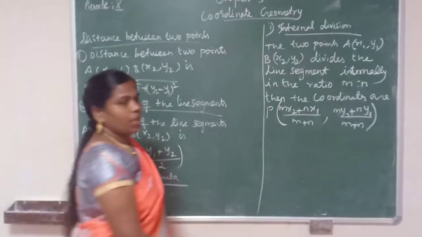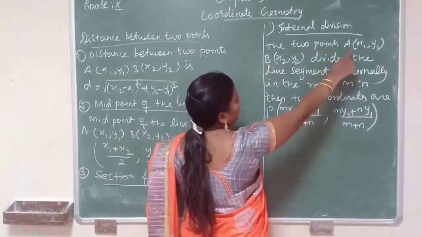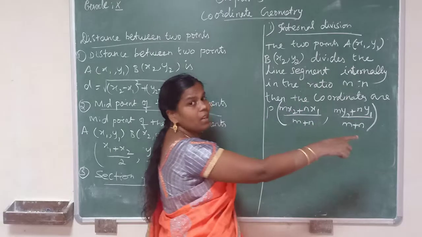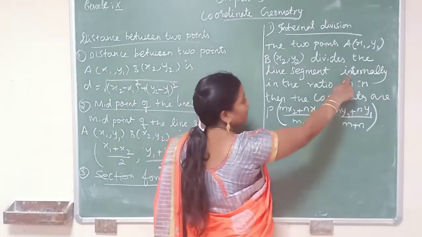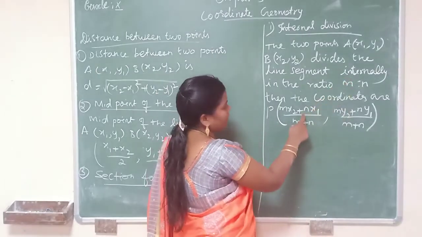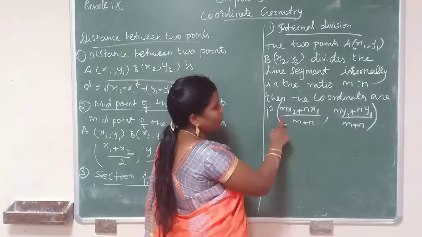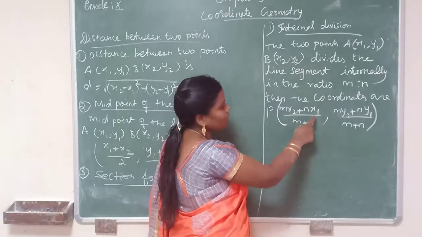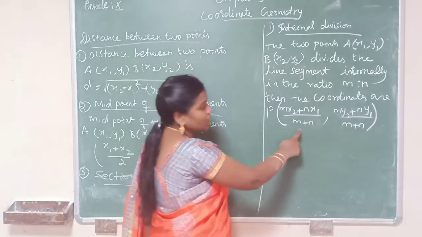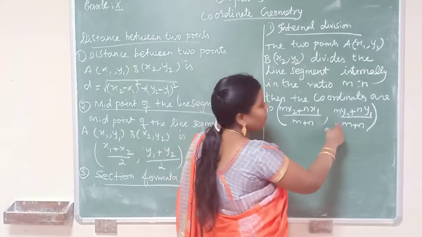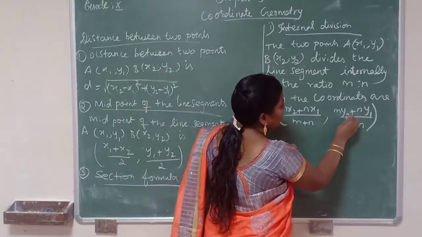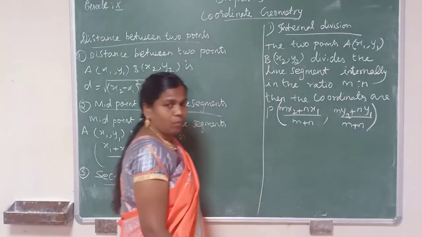Here 2 points will be given as well as the ratio, and if they ask internally, we have to use this plus formula, that is P of mx2 plus nx1 by m plus n, comma my2 plus ny1 by m plus n.